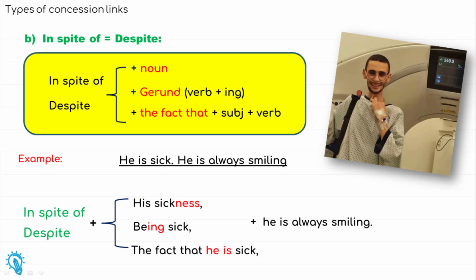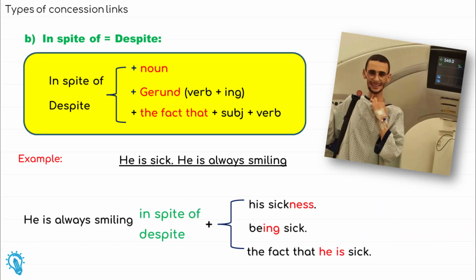Again, just like the previous linking words, in spite of and despite can be used at the very beginning of a sentence or in the middle of the sentence.